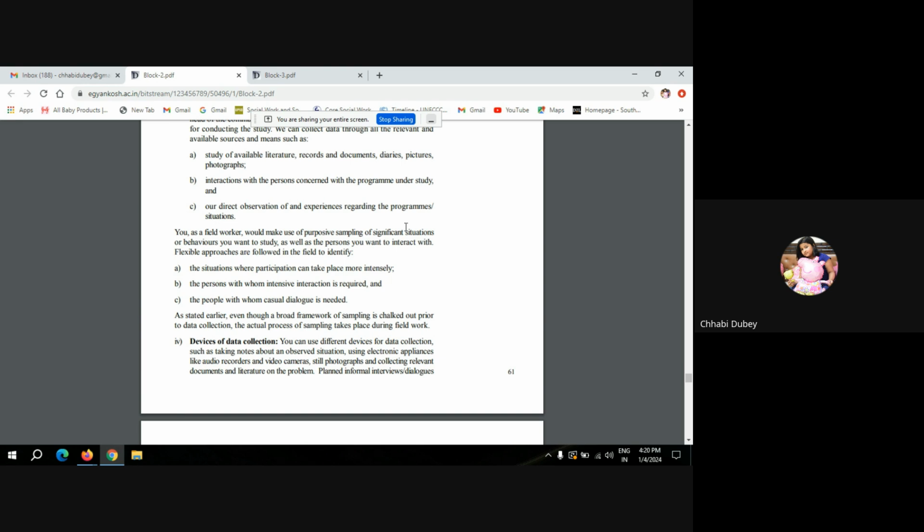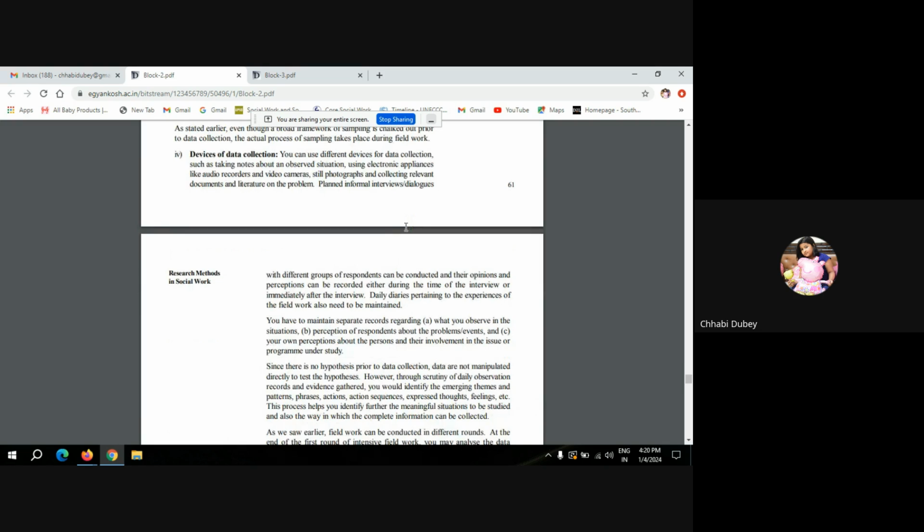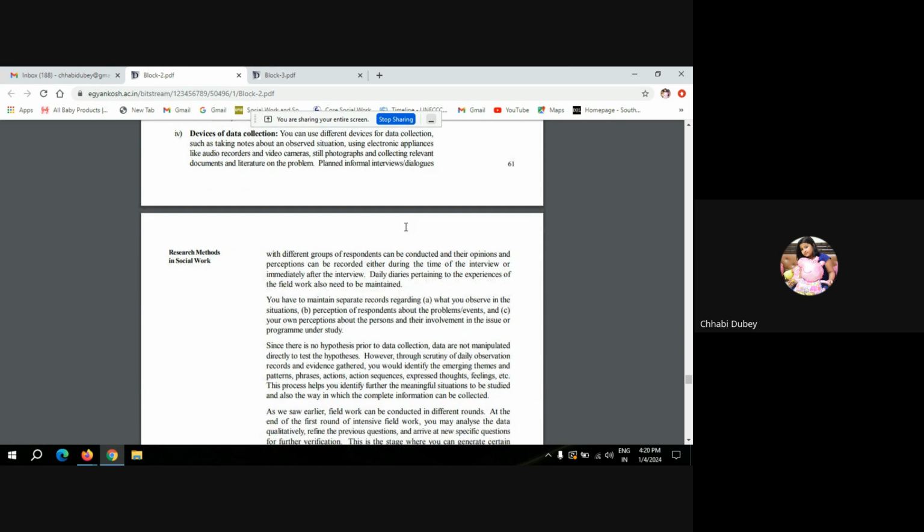We will be using certain devices of data collection, like electronic appliances to observe situations, audio recorders, and video cameras. We may take photographs or collect some relevant documents or literature about the problems. We may also plan some informal interviews or dialogues, maybe a focus group discussion with the participants. So these are some of the devices or methods of data collection that we will generally use.